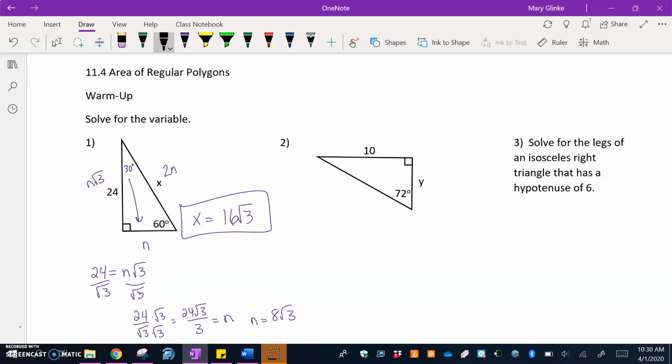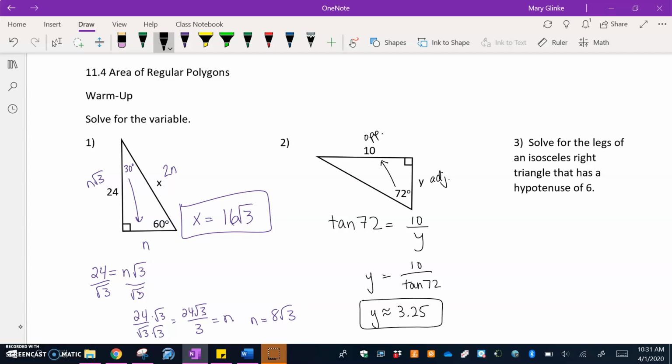For number 2, to solve for y, I notice a right triangle. We're going to use SOHCAHTOA. So 72 degrees, we have the opposite and the adjacent. And so what we're going to do is set up the opposite and adjacent with tangent. So tangent of 72 equals 10 over y. We're going to solve for y by doing 10 divided by tangent of 72. That would be our exact answer, and our approximate answer is about 3.25 for our y value.